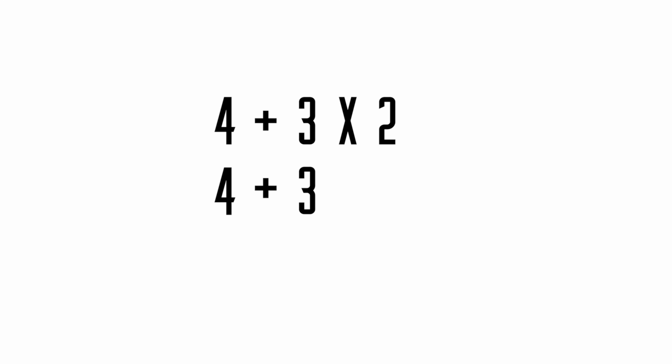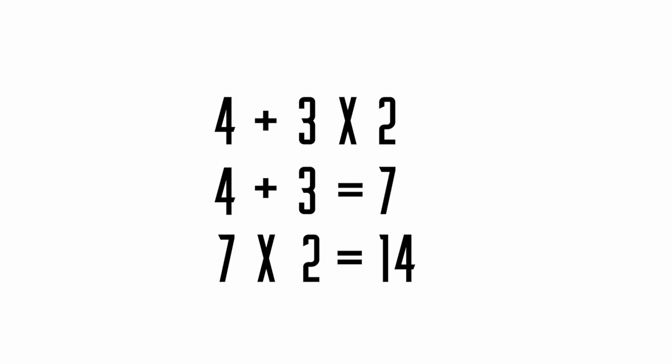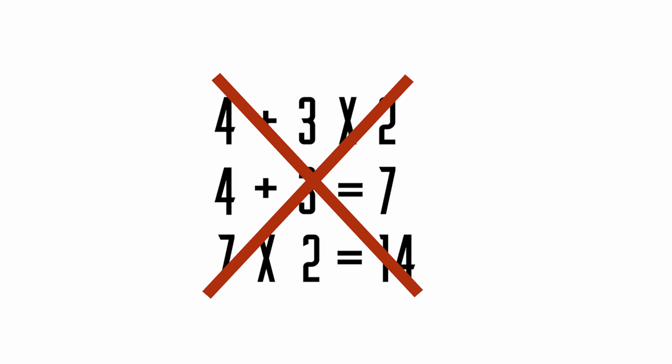When we are faced with a sum like 4 plus 3 times 2, it can be difficult to know which part of the sum to do first. Many people will work from left to right and add 4 and 3 together to get 7, and then multiply this by 2 to get an answer of 14.